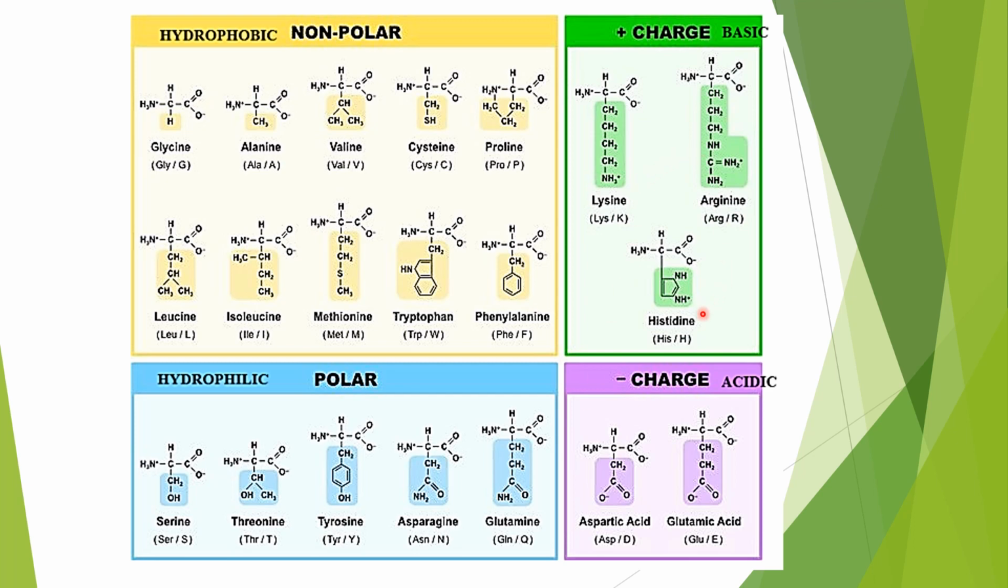Under charged amino acids, positively charged ones, which are basic, we have lysine, arginine and histidine. While negatively charged amino acids, we have the two acids, aspartic acid and glutamic acid.